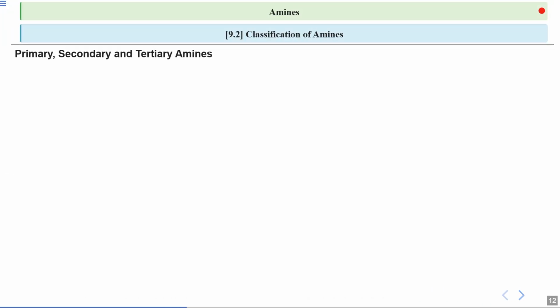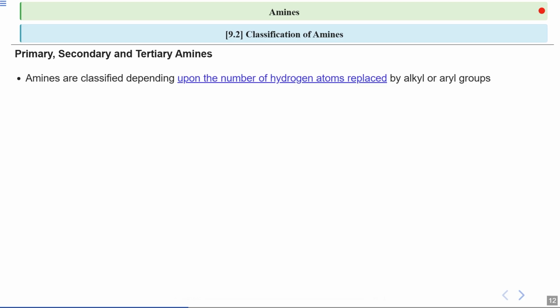Now we are going to discuss the classifications of amines. Okay, so listen carefully. We are now moving towards classification. So we will classify amines as primary, secondary and tertiary amines. Now on what basis am I classifying them as primary, secondary and tertiary? So amines are classified according to the number of hydrogen atoms on the ammonia molecule that are replaced by alkyl or aryl groups. Okay, so the classification is based on the number of hydrogen atoms replaced.